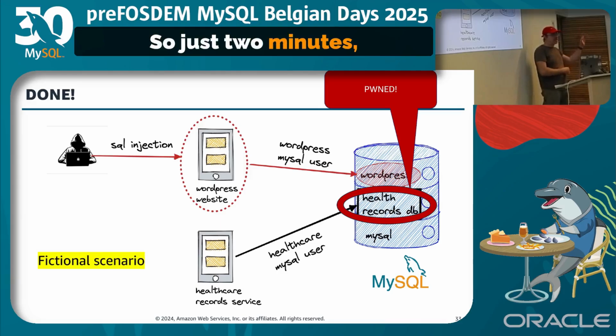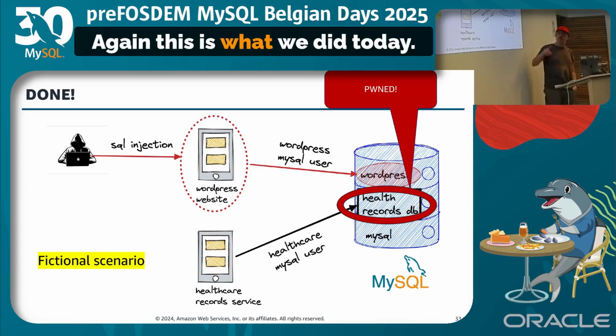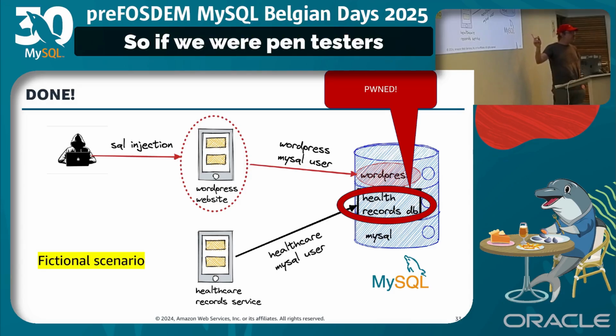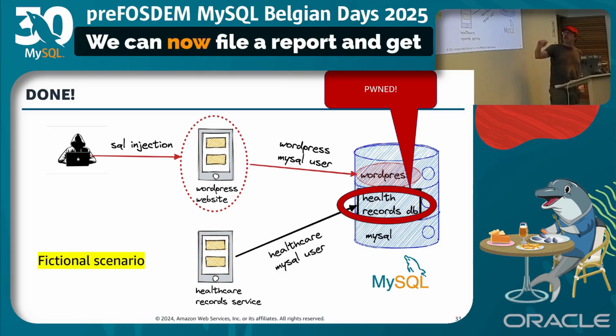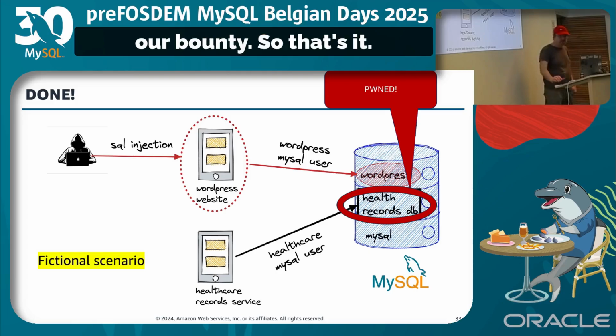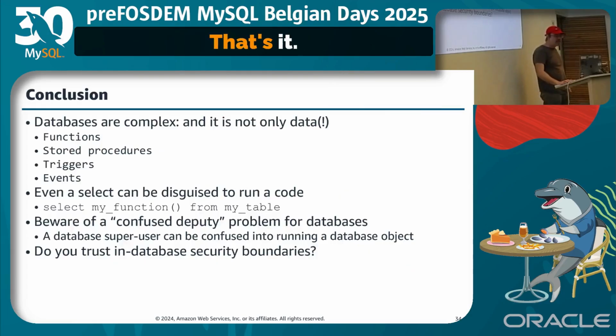So, just 2 minutes, it's almost done. Again, this is what we did today. So if we were pen testers, it was a success. We can now file a report and get our bounty. So that's it.